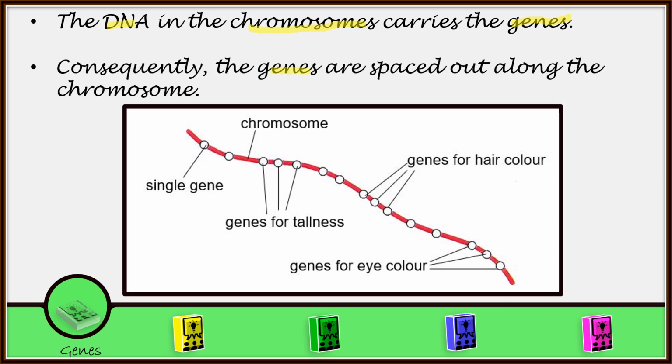Consequently, the genes are spaced out along the chromosomes. You can see that the genes are spaced out on the chromosomes. They are in different positions on the chromosome. That's where you are going to find the genes.